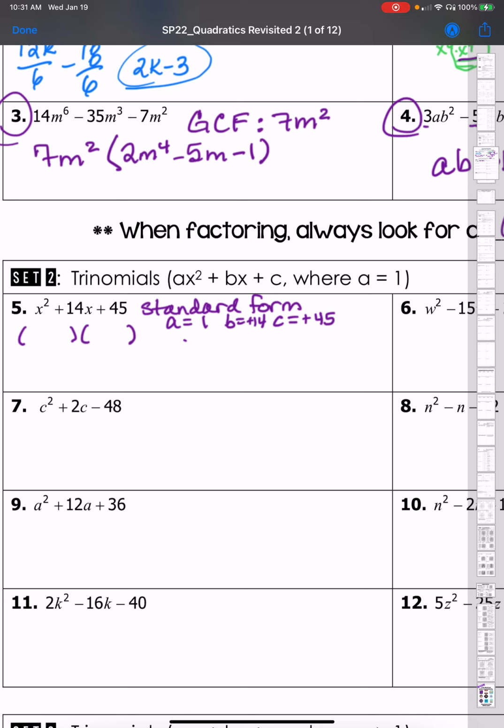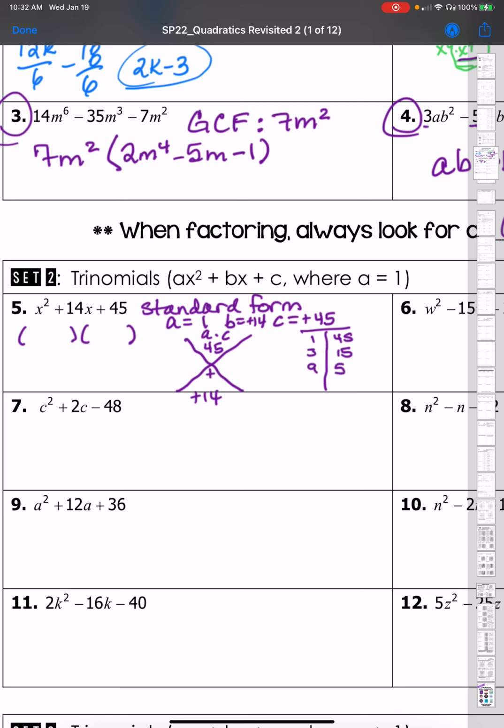The way that we do this is we use our factor cross. So this is going to be a times c, which is 1 times 45. So that's 45. And we want to know what are the factors of 45 that we can add together to get a positive 14. So let's list the factors of 45. We have 1 and 45, 3 and 15, 6 does not go, so 9 and 5.